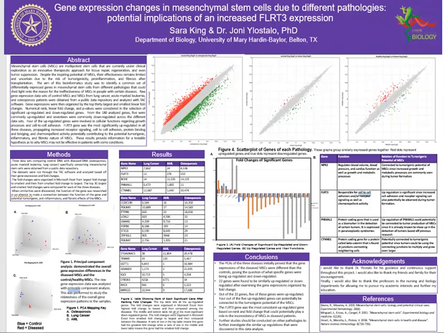So to start out for this project, I found 3 different sets of data with different diseases that were comparing control DNA, so from a healthy person, with disease DNA. And the 3 diseases that I looked at were osteoporosis, acute myeloid leukemia, and lung cancer. And the data was specifically looking at the gene expression of the mesenchymal stem cells.